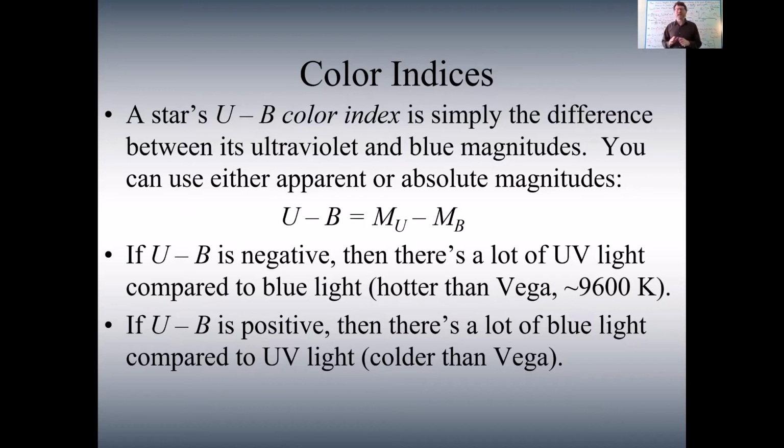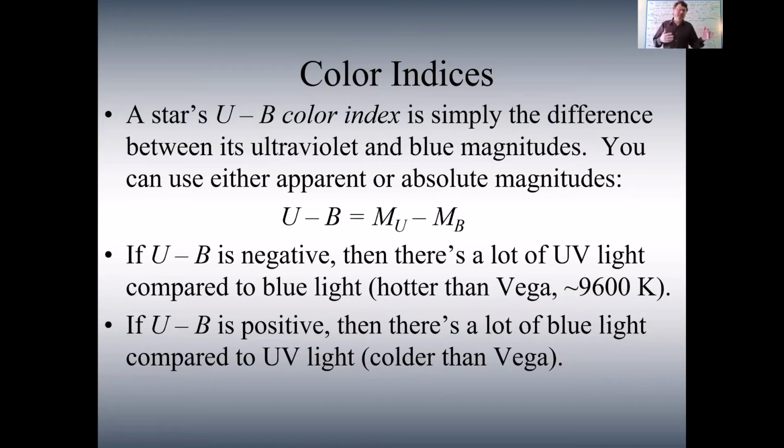This is all just to say that if you want to calculate a color index, you can take the difference between two apparent magnitudes, like we do on the left-hand side here, U minus B. Or, if it's more convenient because maybe you've looked up and know the absolute magnitudes, then you could take the difference between the two corresponding absolute magnitudes. You just couldn't take the apparent magnitude in one filter minus the absolute magnitude in the other. That doesn't make sense. But as long as they're both apparent or both absolute, their difference is going to give you the color index. Now, what does this color index mean?